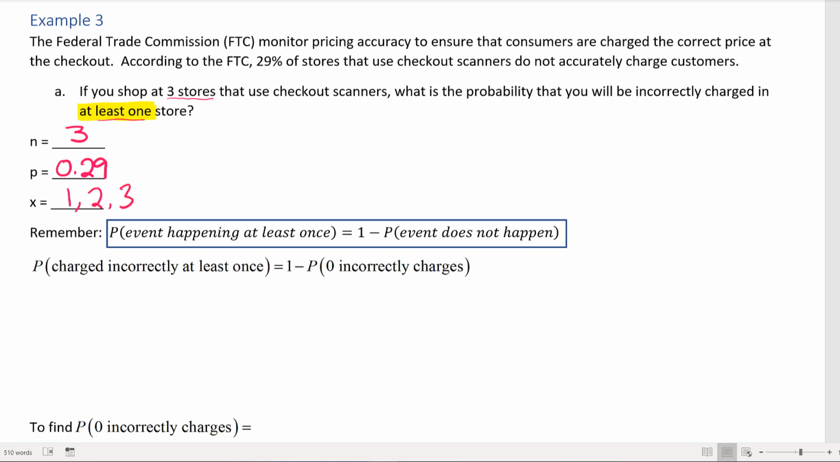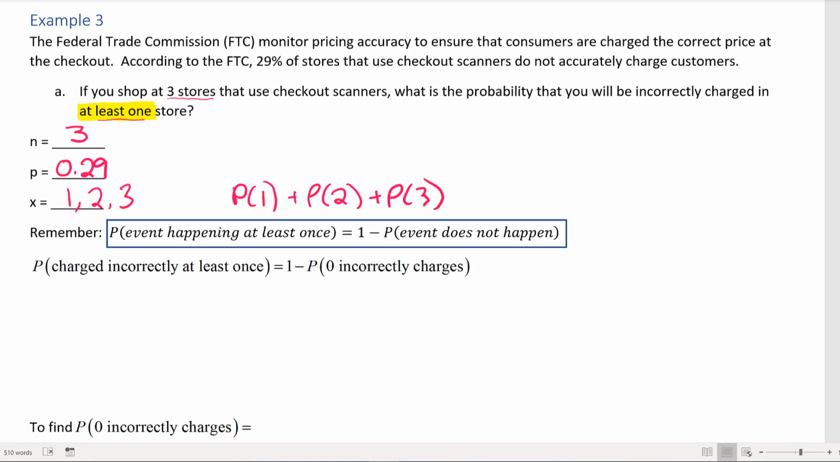This means this is going to be quite a lot of work. I'm going to have to find the probability of exactly 1, plus the probability of getting exactly 2 incorrect charges, plus the probability of getting exactly 3 incorrect charges. Add those all up and then I'll get at least 1, because at least 1 is 1 or 2 or 3, all the way up to n. So this is a lot of work.